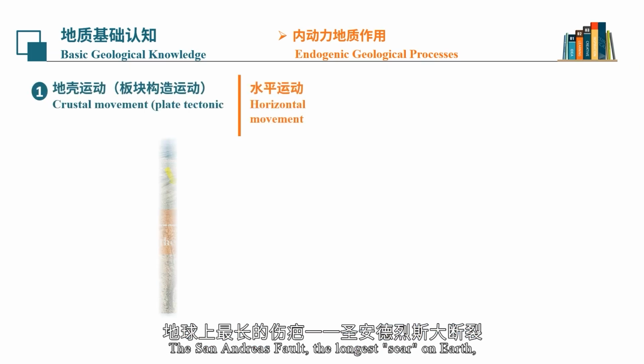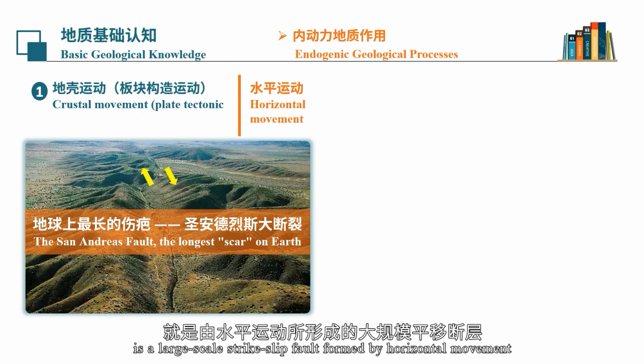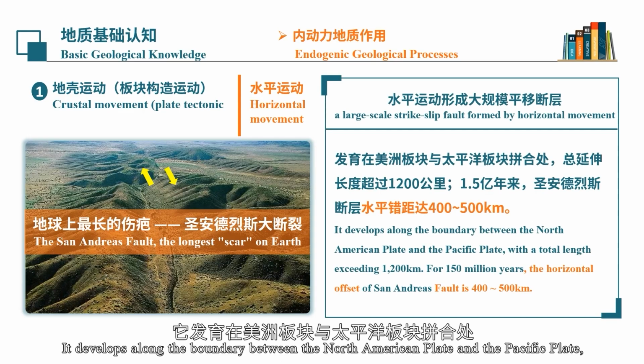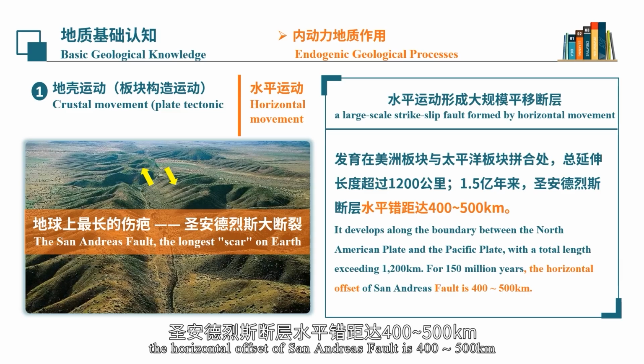The San Andreas Fault, the longest scar on Earth, is a large-scale strike-slip fault formed by horizontal movement. It develops along the boundary between the North American plate and the Pacific plate, with a total length exceeding 1,200 kilometers, over 150 million years. The horizontal offset of the San Andreas Fault is 500 kilometers.